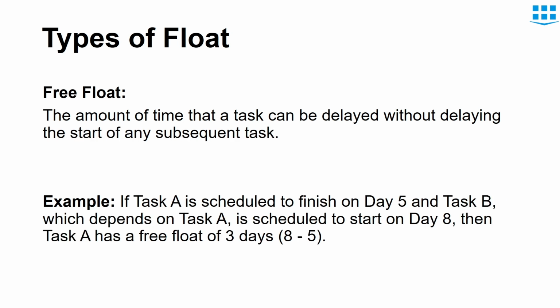Now, the next type is free float. The amount of time that the task can be delayed without delaying the start of any subsequent task. So the total float deals with delays in the project's completion date, and the free float deals with delay in the start of the next activity. For example, if task A is scheduled to finish on day 5 and task B, which depends on task A, meaning it can only start when task A is finished, is scheduled to start on day 8, then we have a float of 3 days. This means that we can delay task A by 3 days without affecting the start date of task B.